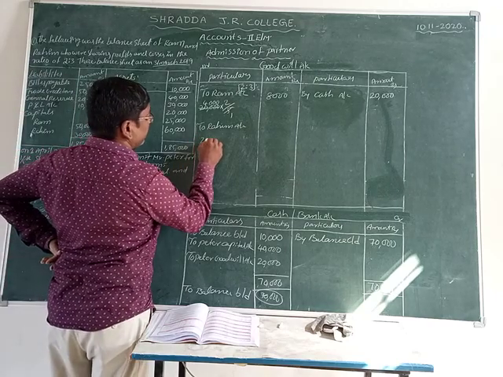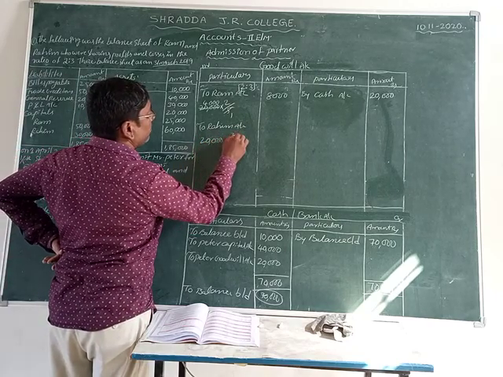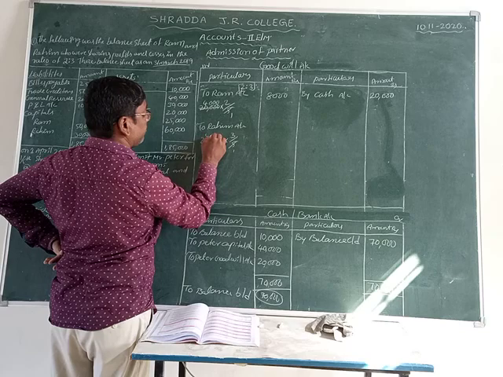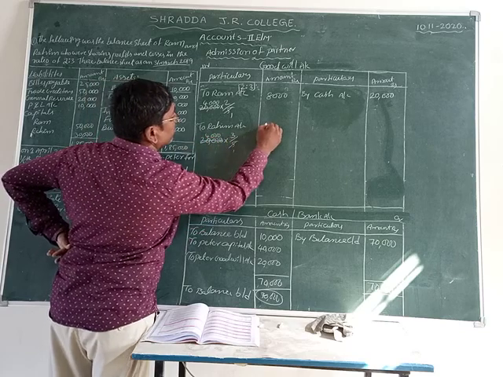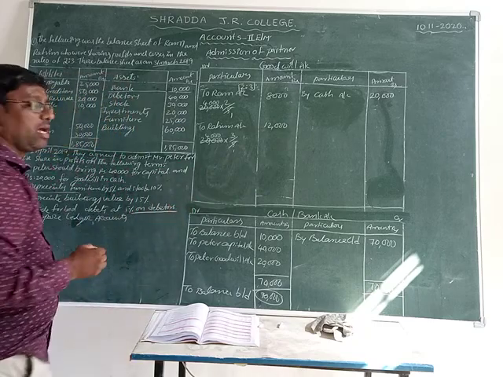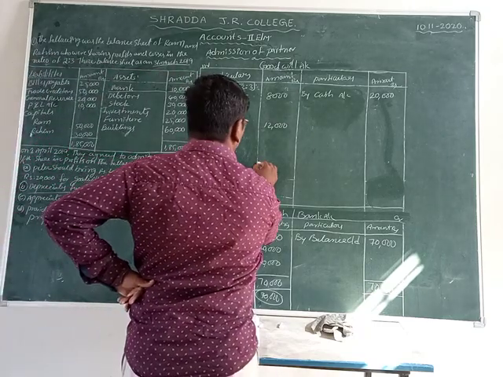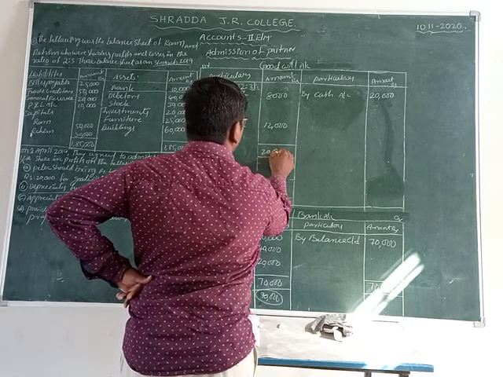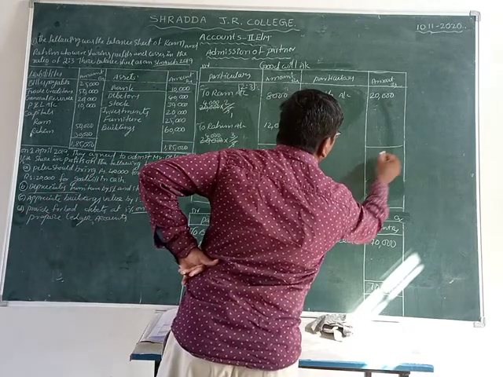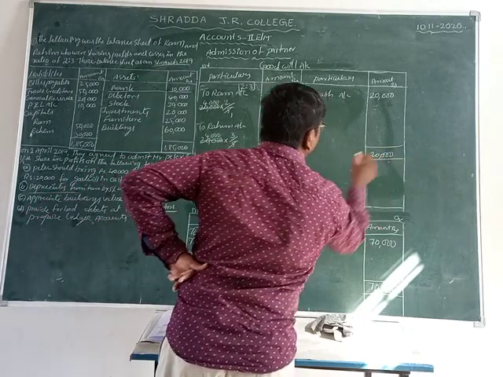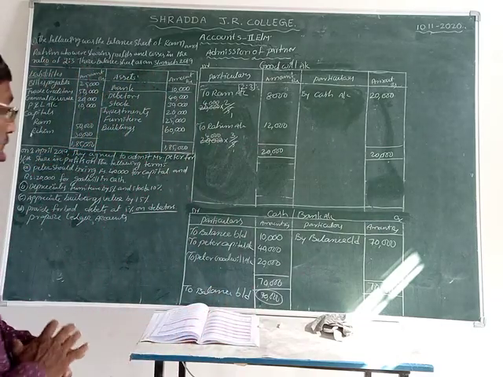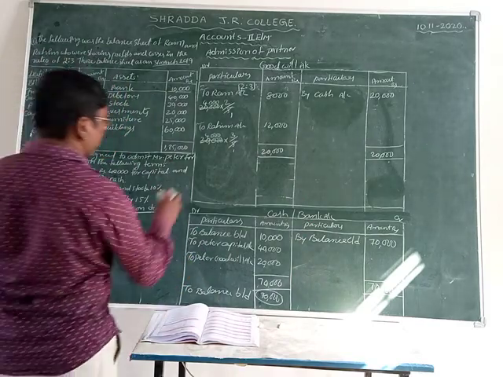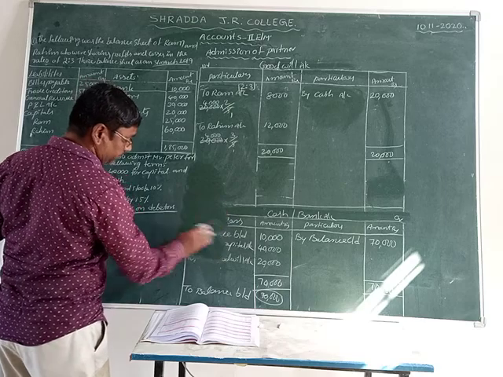Now Rahim: 20,000 rupees into Rahim's share, 3 by 5. 5 fours are 20, and remaining 4 threes are 12. 12,000 rupees is the goodwill amount Rahim receives. So the total amount is 20,000 rupees on the debit and credit side also. This is the goodwill account, with no opening balance and closing balance. Okay, students, now we are going to the partners capital account.